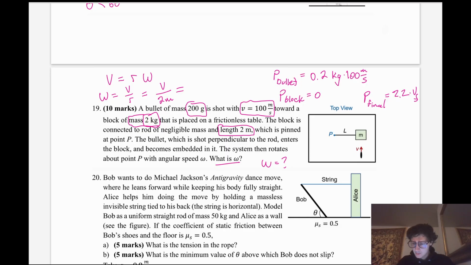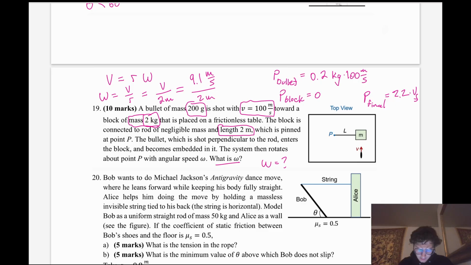Amazing. Wait, does this make sense? Let me check. So I have 100 times 0.2. This is 20. And then 20 kilogram meters per second. And then we divide this by 2.2 kilograms. And we get, let's round it to 9.1. So we get 9.1 meters per second over 2 meters. The meters cancel, and then we get something over seconds.